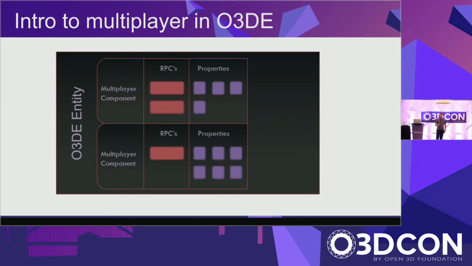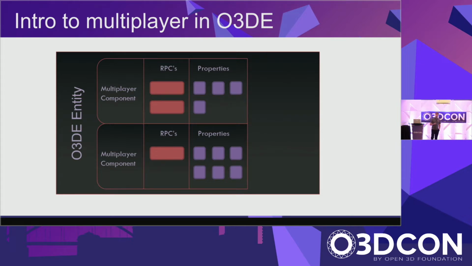So to start off, as most of you are probably familiar with, Open3D Engine uses an entity component architecture. And that means we have entities within the engine, and those entities contain a collection of components. Now, specifically for multiplayer, those components are multiplayer components.